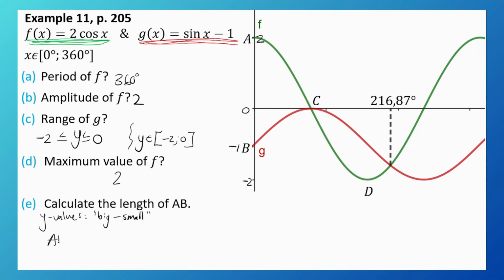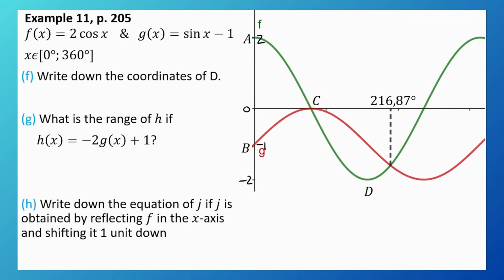So for the length of AB, the biggest y value between these two is at A, which is 2, minus the smallest y value, which is at B, -1. So this is the same as 2 plus 1, which is 3 units. You could also have seen that from A to the x-axis is 2 units, and from the x-axis to B is 1 unit, so 2 plus 1 is 3. That's another way.